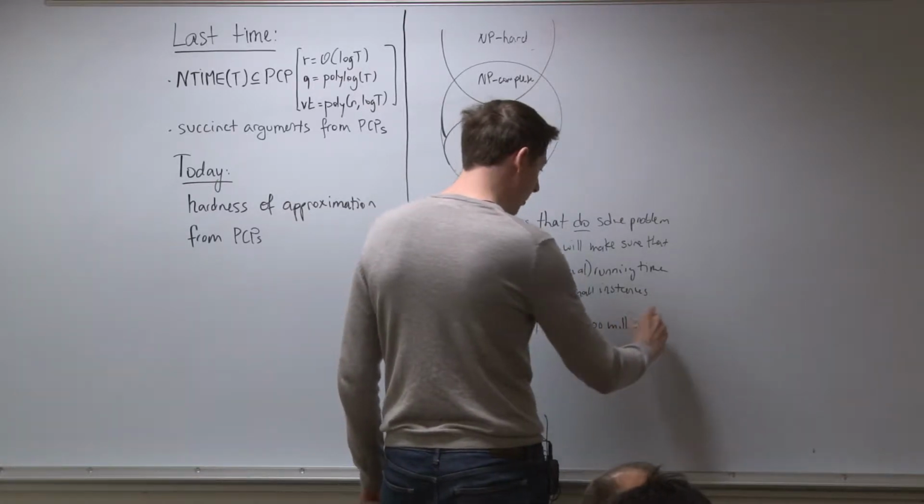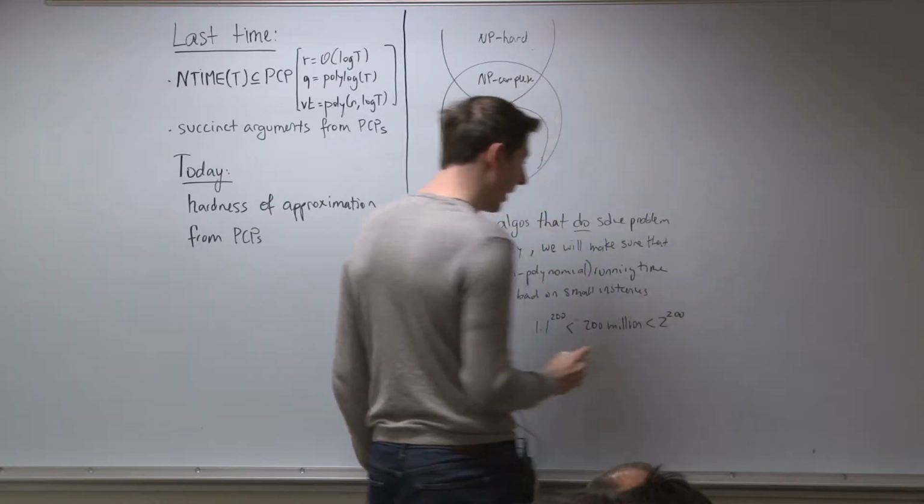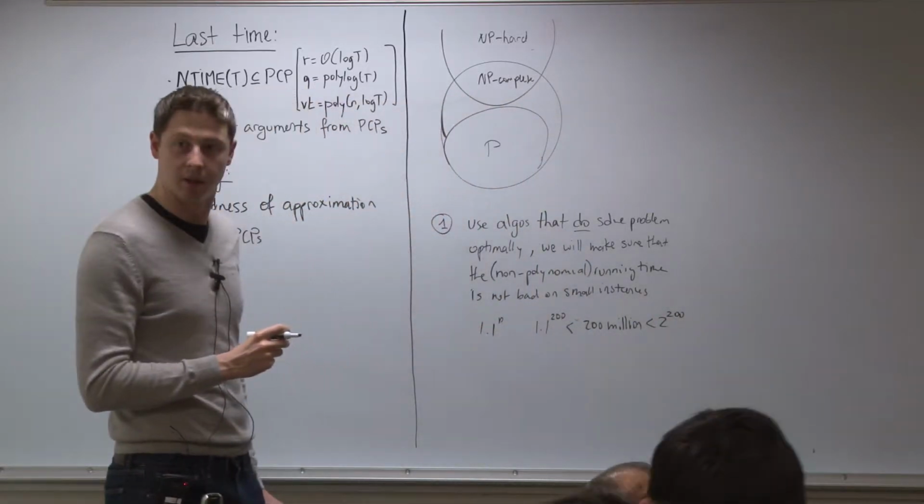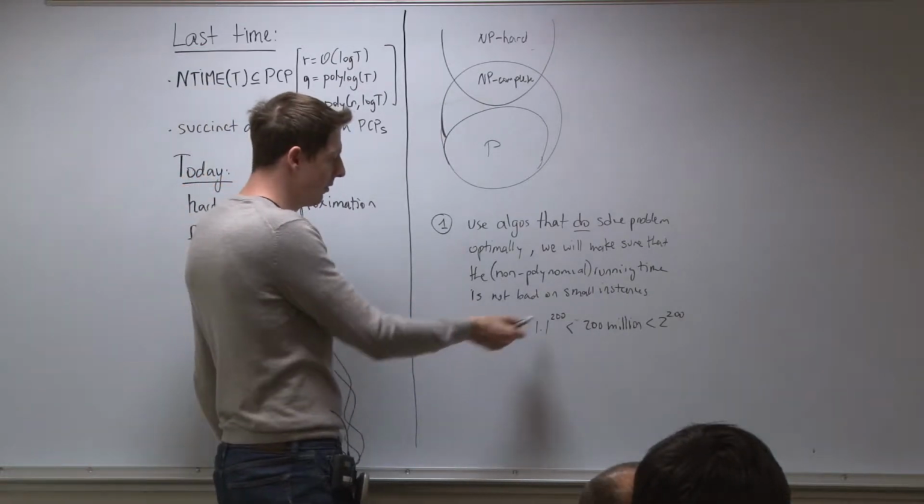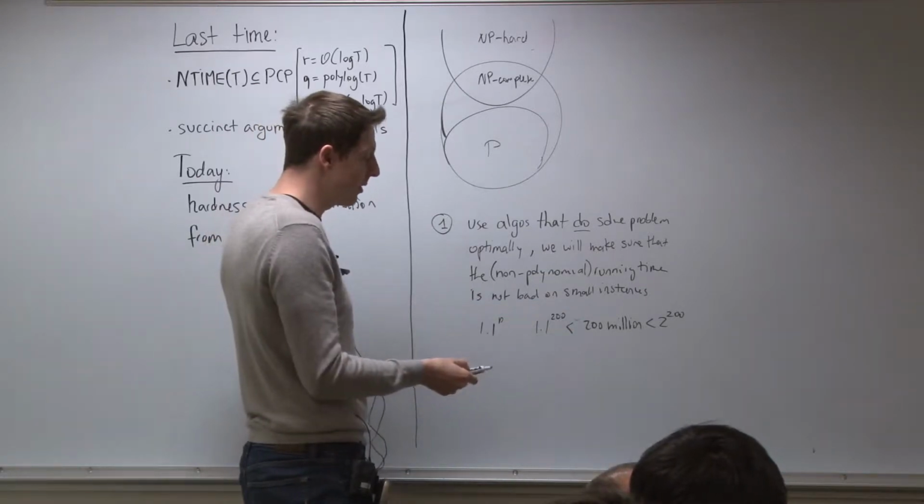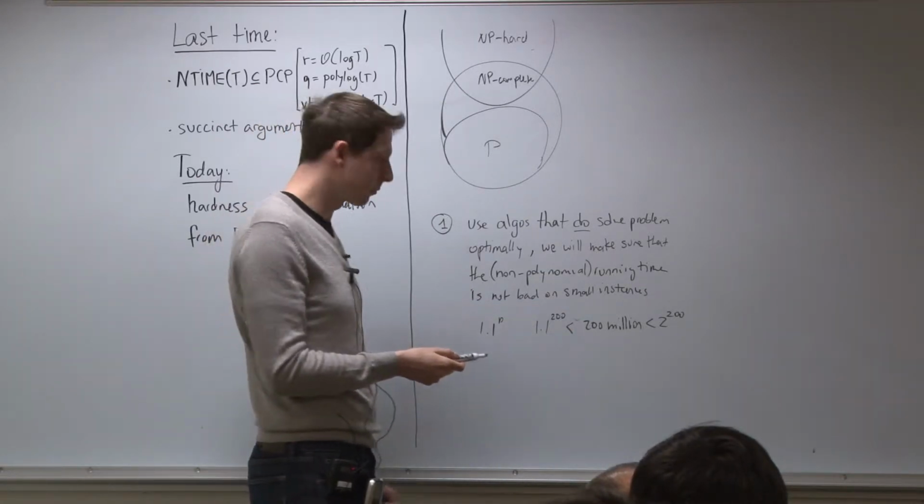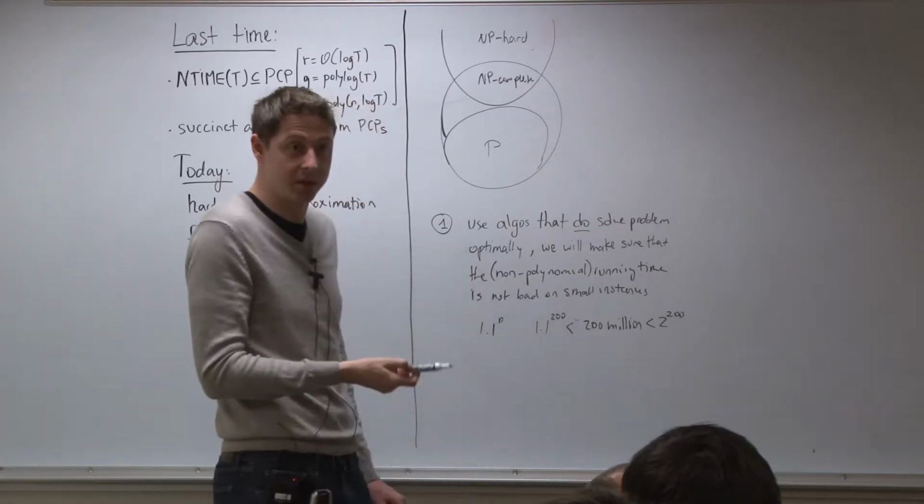And I hope you can appreciate that 200 million is astronomically less than 2 to the 200, okay? So look, this is an exponential running time. If your instances fit into 100, maybe 200 million cycles is actually not so bad, right? Actually, in a modern computer, in 1 second, you will get 1 billion cycles.